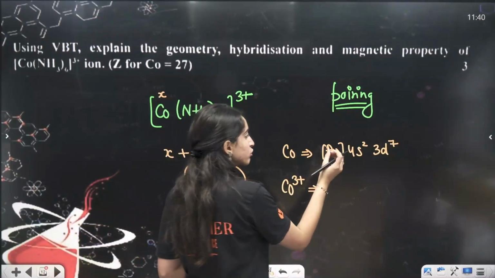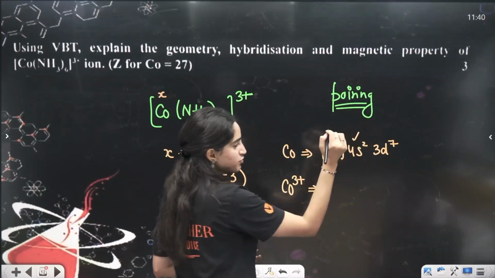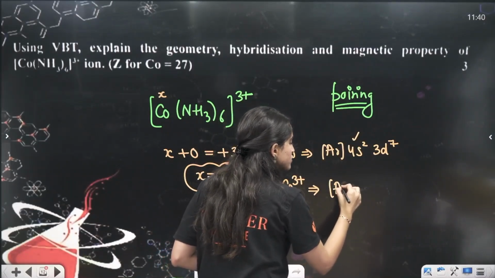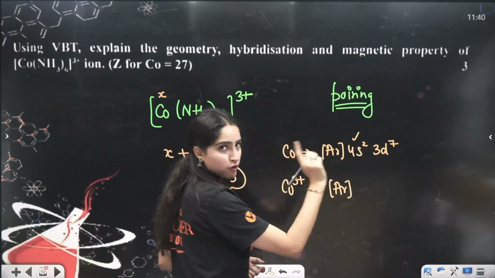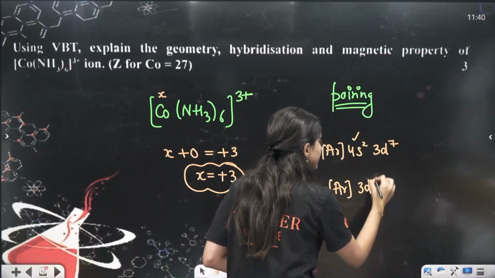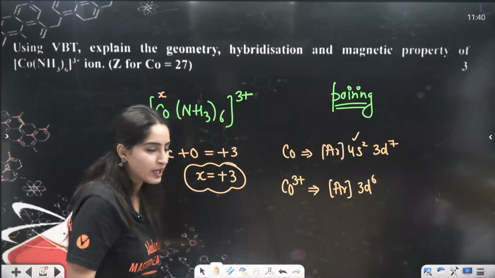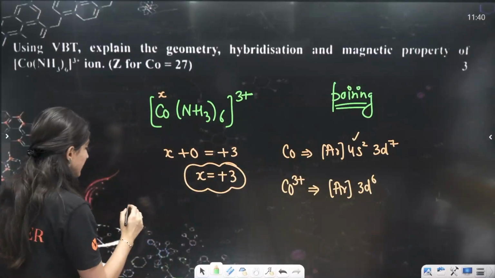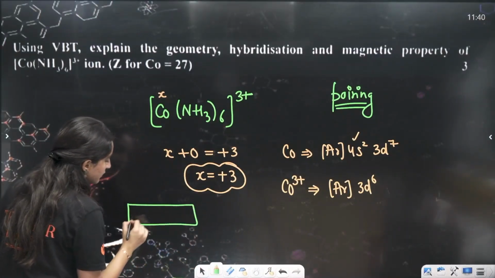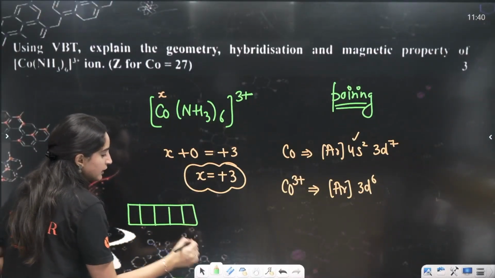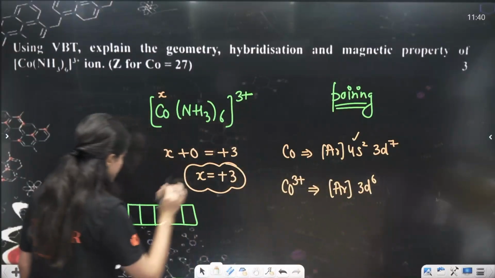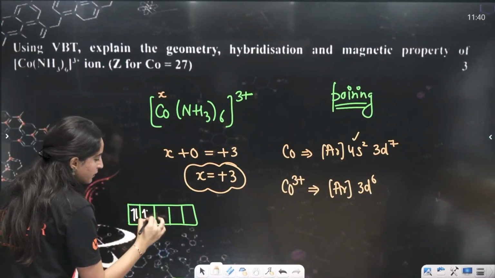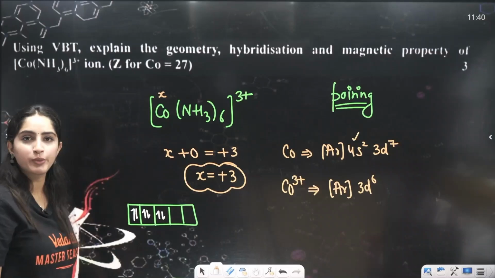So I want to take out 3 electrons. I will eliminate electrons from 4s first. 2 electrons will be gone. Then after that 1 electron from 3d, so it will become 3d6, right? Okay, and I told you that there will be pairing of electrons. So that means in the 3d, these 6 electrons will get paired up, right?